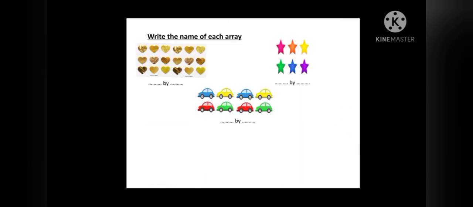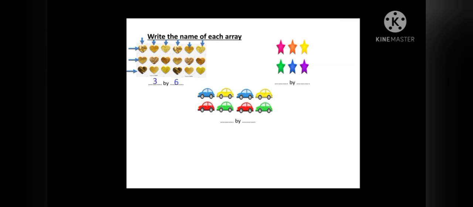Write the name of each array. How to write the name of each array? By using row and column. And I told you before, the row is sleeping and the column is standing. I count the rows first. Count with me. 1, 2, 3. I have 3 rows. Now I count the columns. 1, 2, 3, 4, 5, 6. So I write 6. This name is 3 by 6.